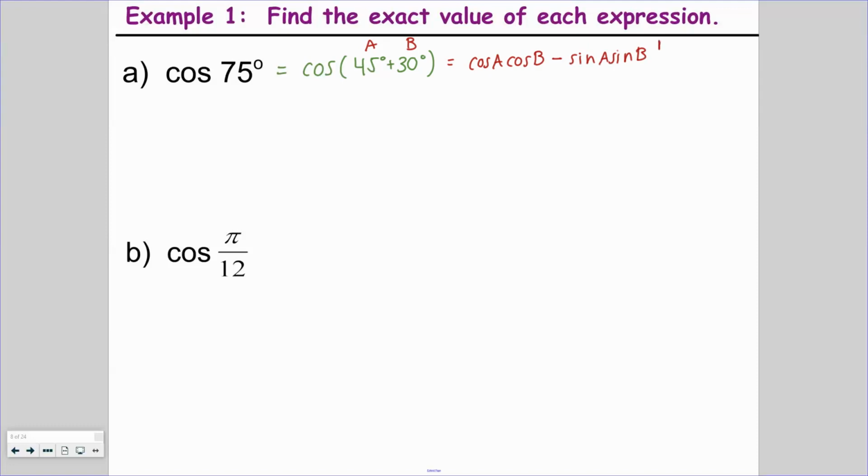Okay, I'm going to put a star next to this step. This step is optional on your homework assignment. If you don't want to write that step, that's fine. But this next step you do need to show. We're going to show the substitution of angle A and B. So angle A, I said, was 45 degrees. So this becomes the cosine of 45 times the cosine of 30 minus the sine of 45 times the sine of 30. Okay, I do need to see the step in green on your homework assignment.